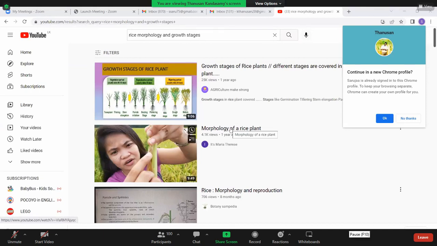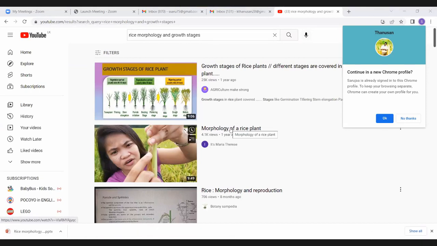Today we will see about the morphological characteristics of the rice, and we want to identify some rice varieties.